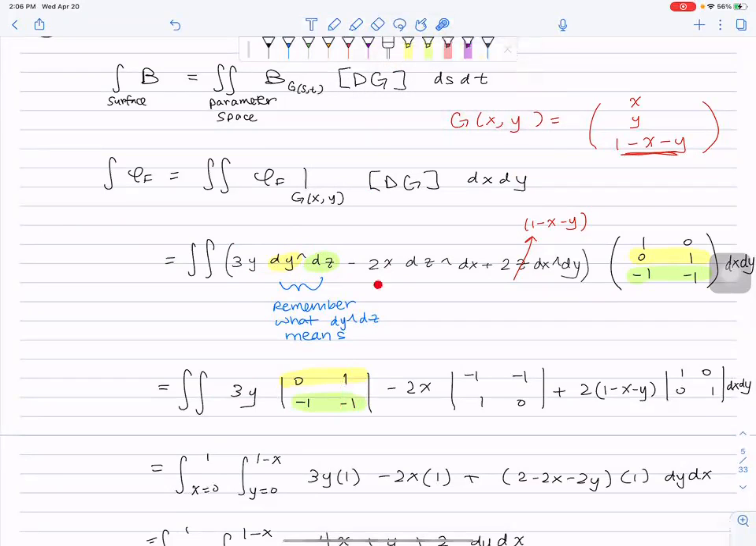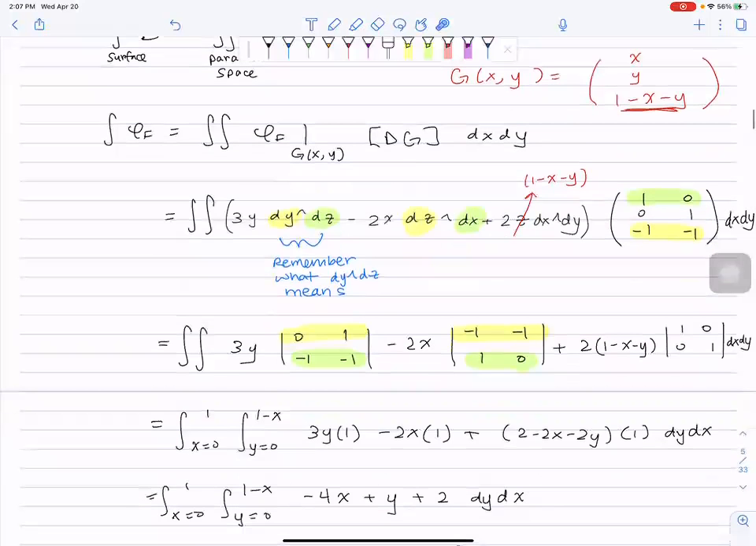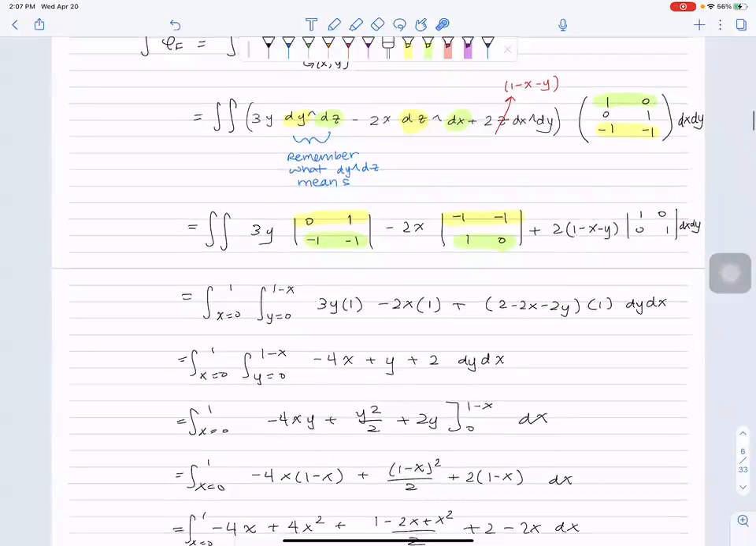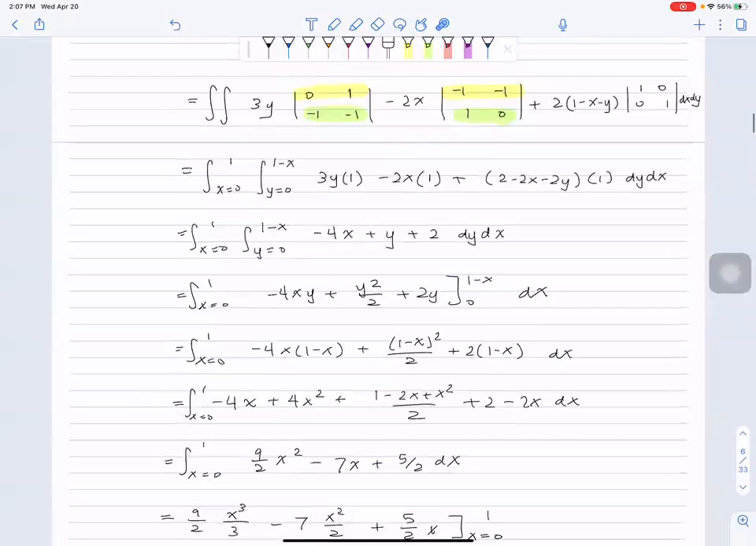Then we have minus 2x dz dx. That will be, so dz, put our first 0 here, and then dx. So that's our x row. And then we do the same for plus 2 times 1 minus x minus y dx dy, which is our first 2 rows, the determinant of that. And so we can evaluate these and simplify and take the integrals of them. Would anyone like me to explain the integration from here?